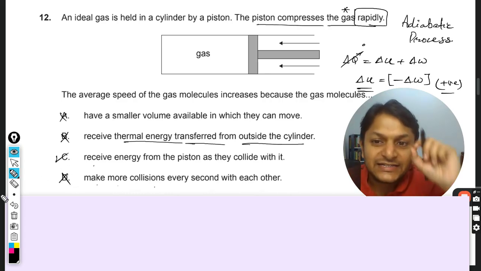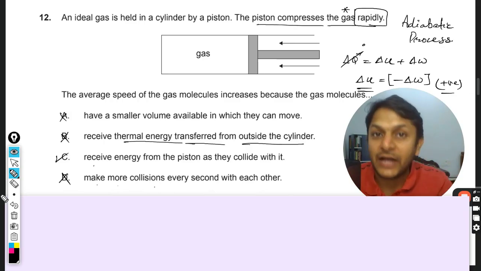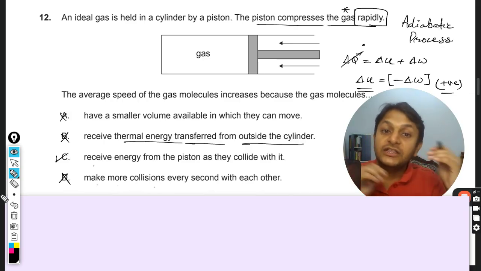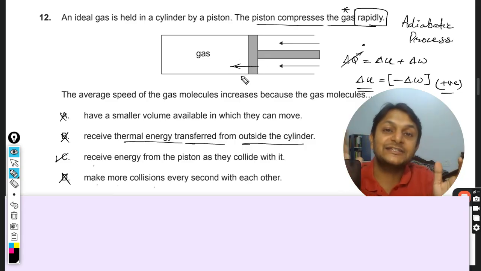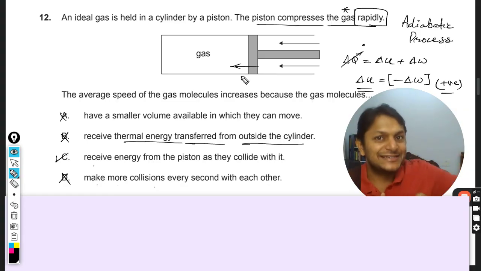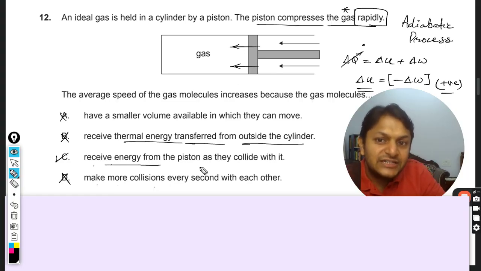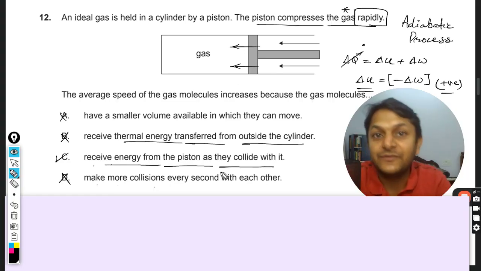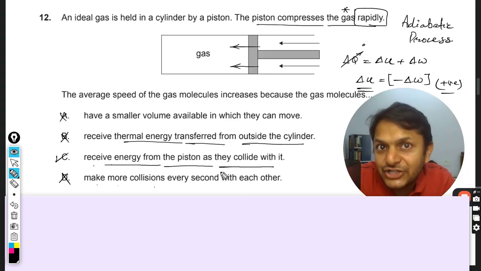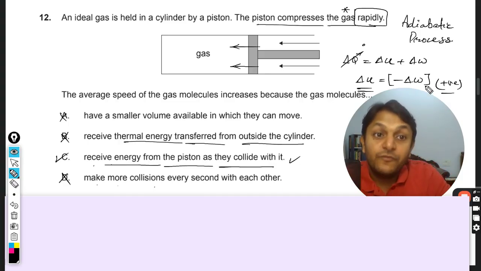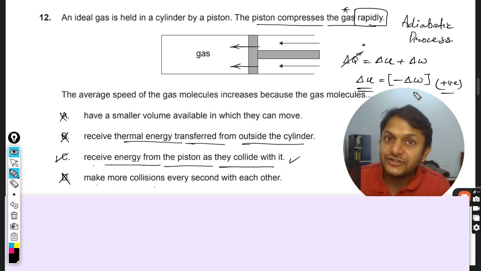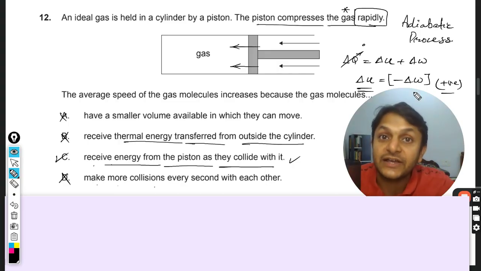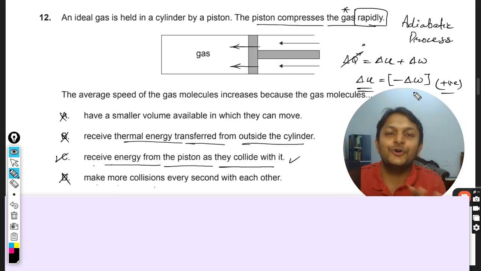Now listen to me. Receive energy from the piston as they collide with it might be referring to the work done by the piston. So when the piston is moving here, work is done by the piston on the system. So work is done on the system. We can say that yes, the energy is received from the piston as they collide with it more often. So indirectly, we can say that the work done by the piston on the system is converted into internal energy, and that is why the internal energy is increasing. This is the complete scenario of this question.